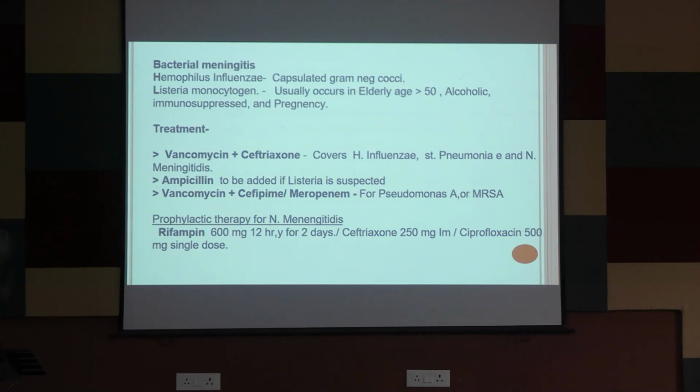Whenever the patient comes, if you suspect it is a case of bacterial meningitis, then you start vancomycin and ceftriaxone. The reason is that it covers all the common organisms. You know, there is Haemophilus influenzae, meningococcus, and pneumococcus. All three common organisms are covered by vancomycin and ceftriaxone. So you start this regimen immediately.